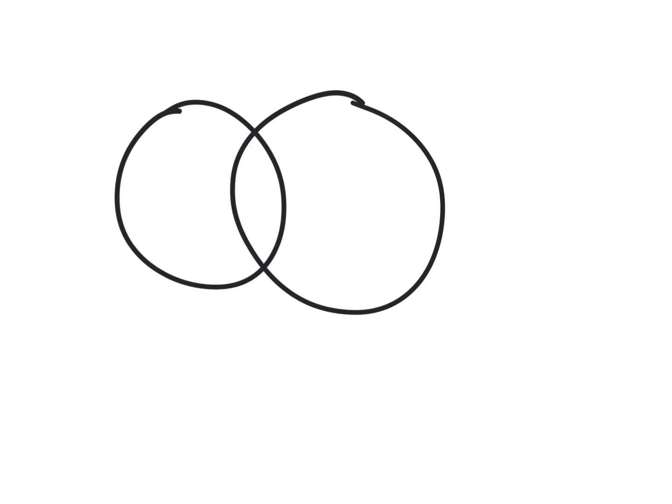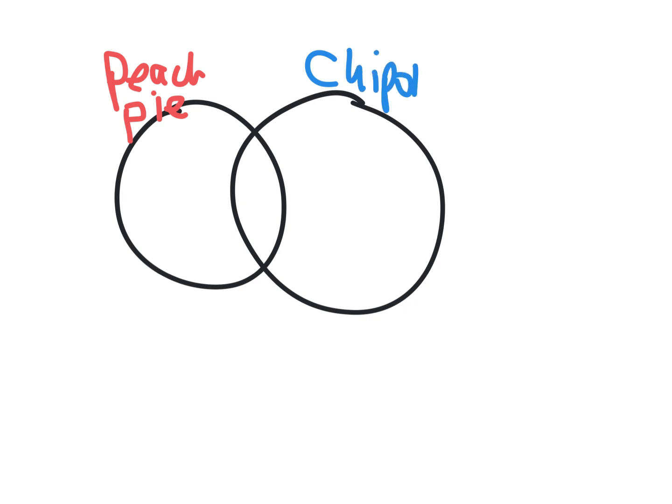All right, so then here's your diagram. Please write this whole thing down and give yourself one good example. All right, so make a circle, make them intersect. This is going to be peaches. I'm going to say peach pie. That's very specific, but you have to like peach pie to be in that circle. This one's going to be chipotle. And then out here we have, I don't like either one.